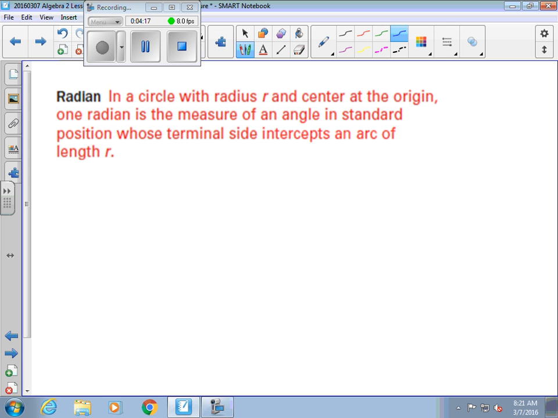A radian: in a circle with radius r and center at the origin, so it's talking about at 0, 0. Remember, that's what origin means. 1 radian is the measure of an angle in standard position whose terminal side intercepts an arc of length r. Again, that's a fancy definition. A radian is simply talking about the distance, the round distance, when the radius is considered to be 1.